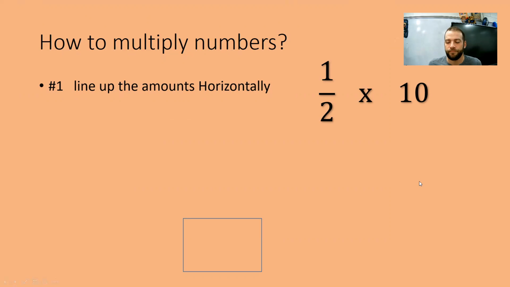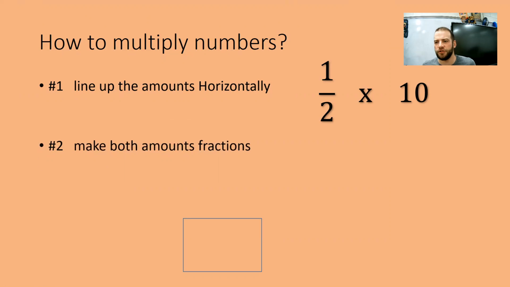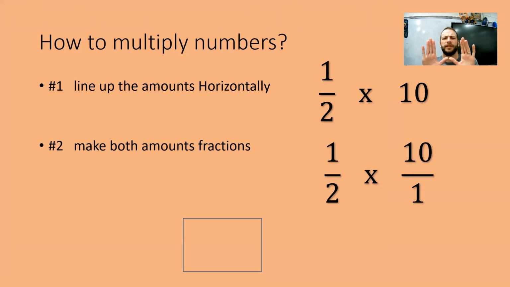Now, the second thing that you do, make both amounts fractions. Well, half is already a fraction, but now we have to figure out how to make 10 a fraction. What's 10's name? Well, it's 10 wholes. Oh, I got its name. 10 wholes. So I just put a 1 under it. It's still equal to 10. That's easy. Oh, yeah. Multiplying fractions is easy.